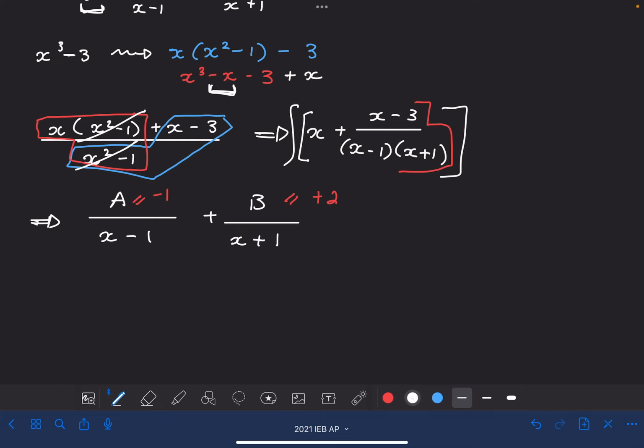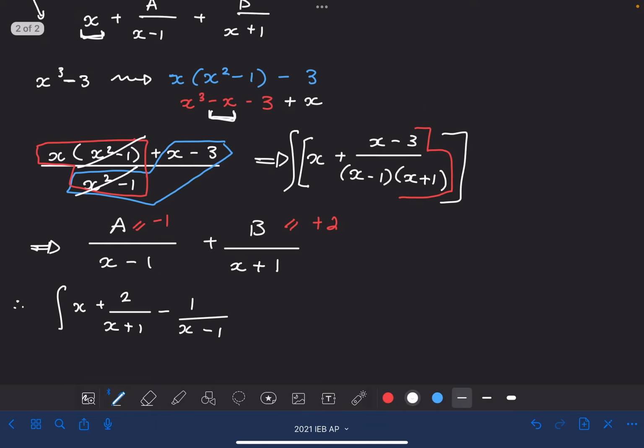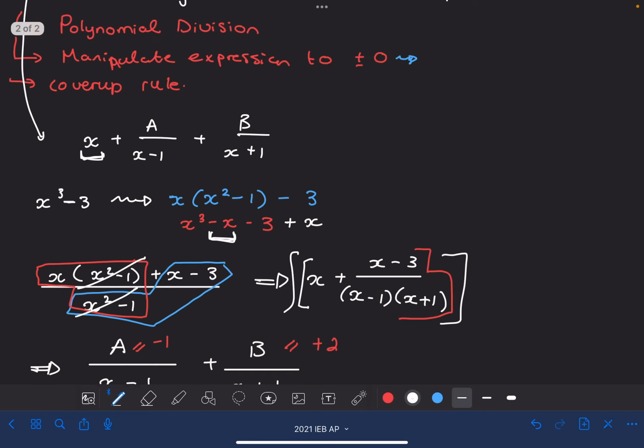And that's it. Now we're left with the overall integrand being simply x plus 2 over x plus 1 minus 1 over x minus 1, which is a hell of a lot easier to integrate than that.